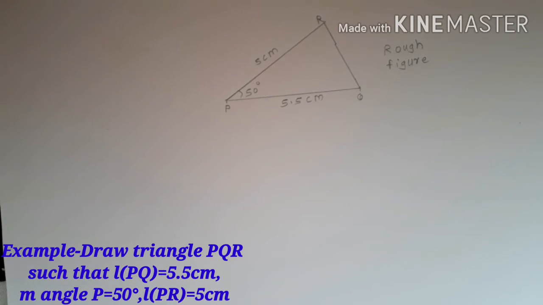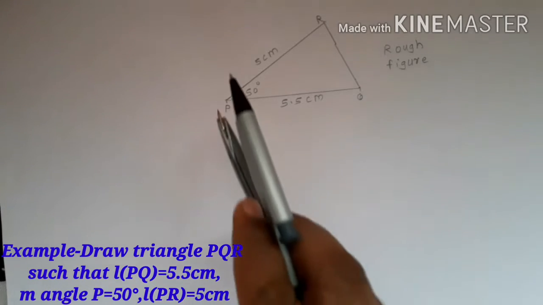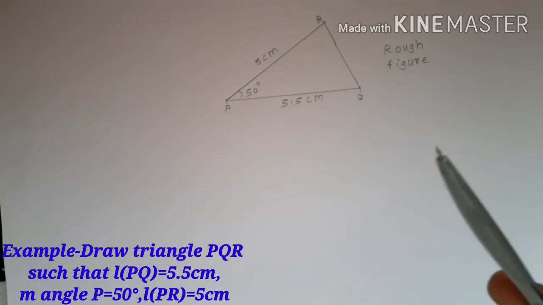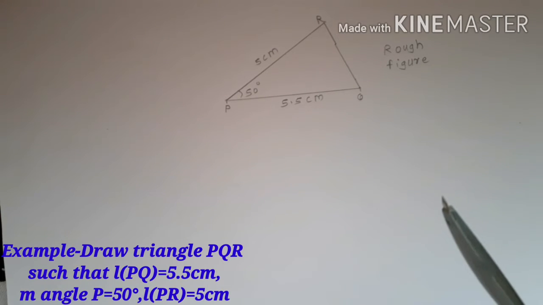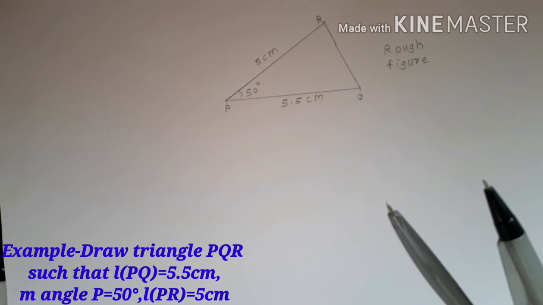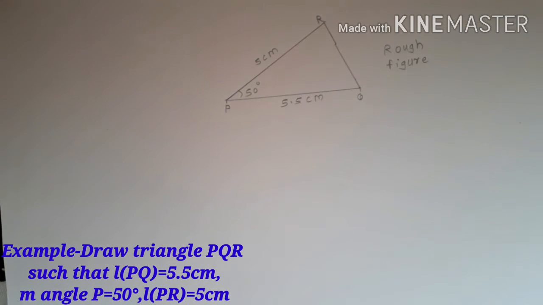Now one thing you should always keep in your mind: you have to take the base first. Without a base we cannot construct any triangle. So the length of any side you have to take first as a base. Now we will construct our triangle.